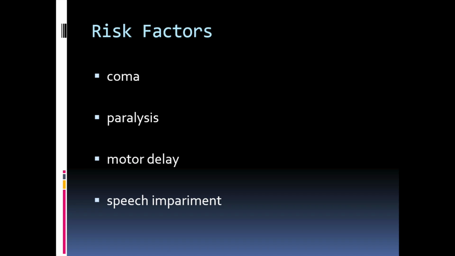The risk factors and complications for patients suffering from EL include many short-term and long-term complications which can alter their lifestyles. For example, they could experience complications ranging from a coma, paralysis, motor delay, as well as speech impairment. And these are all due to the neurological damage that occurs because of EL. Now, the question that really resides is how individuals can be tested for this condition.